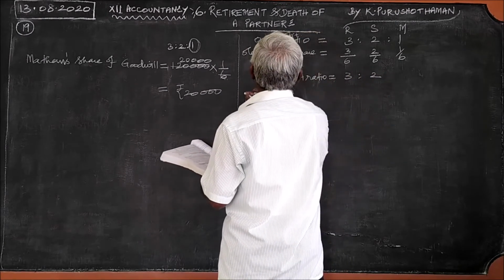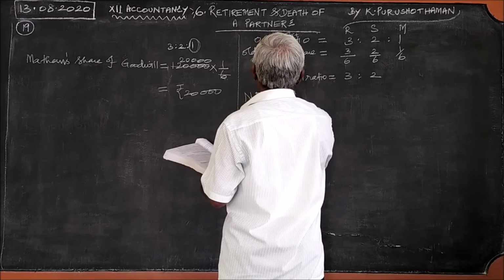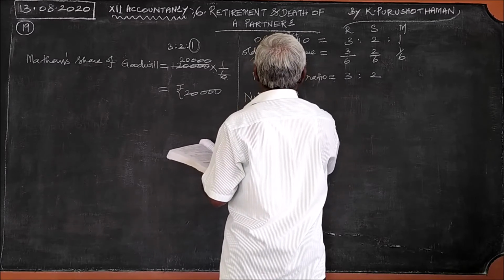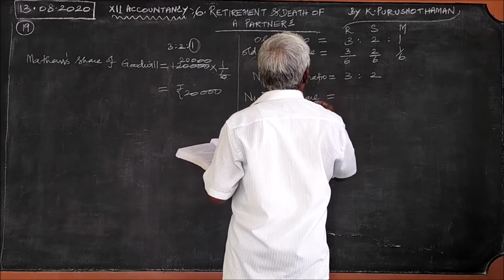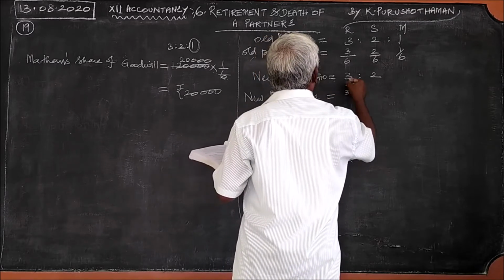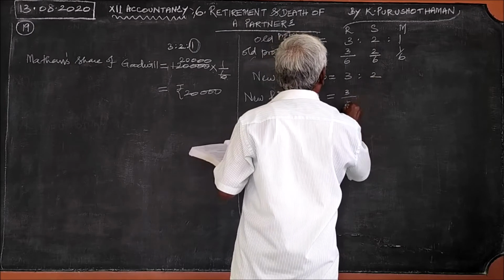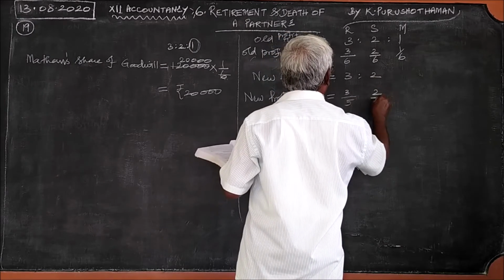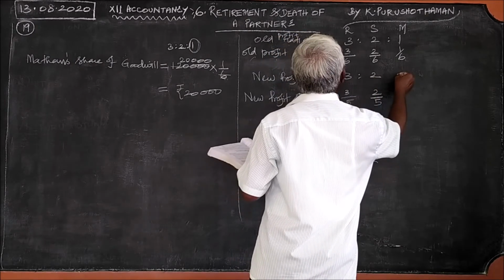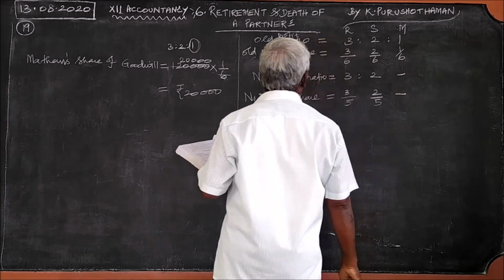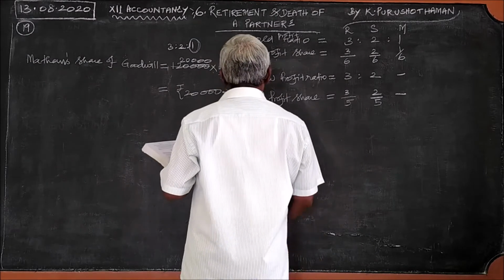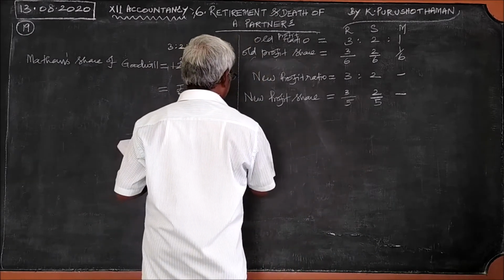So, new profit share is equal to 3 plus 2, 5, therefore 3/5, 2/5. Since Mr. Madan has retired already, nothing is in the new ratio. Now, how to find the gaining share?